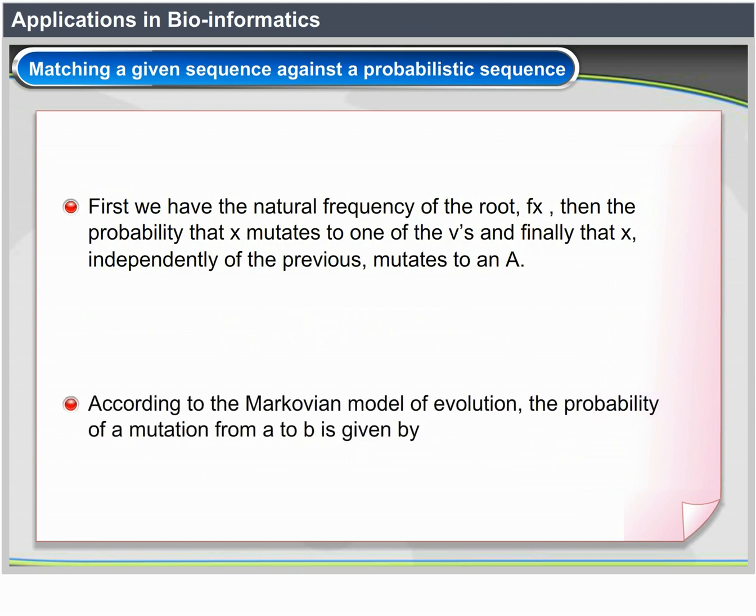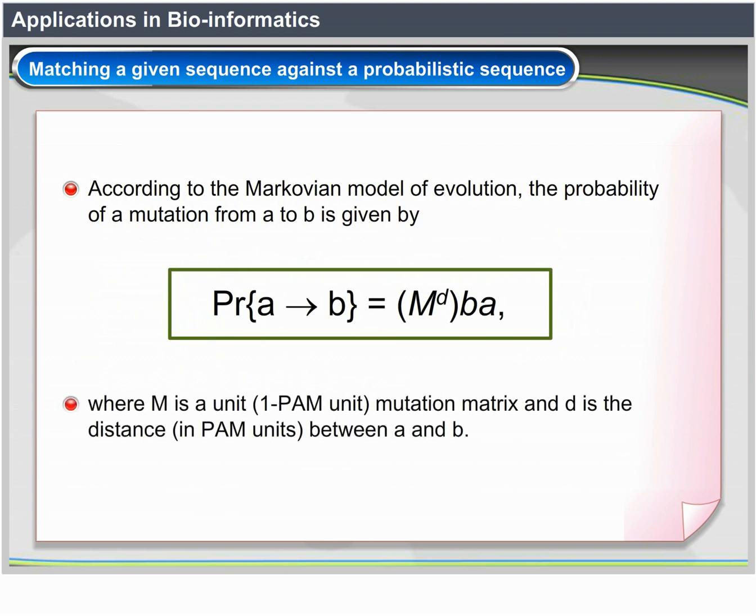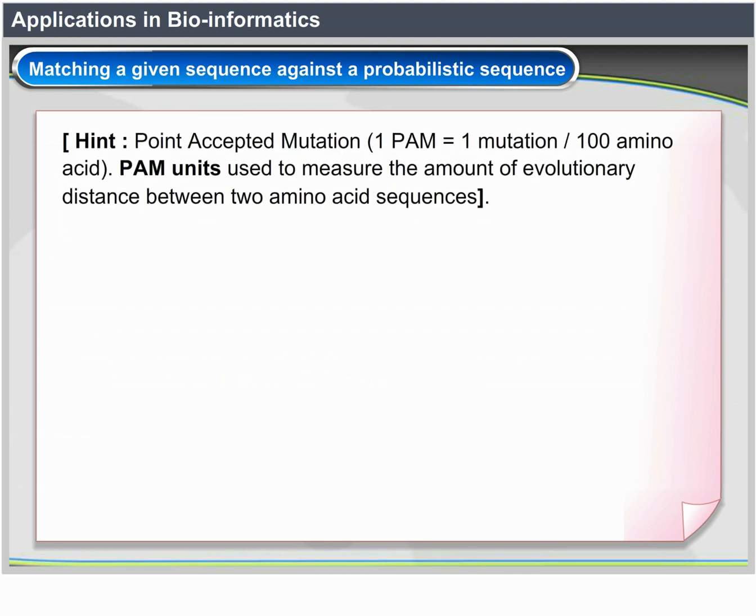According to the Markovian model of evolution, the probability of a mutation from A to B is given by probability of A implies B equals (M^d)_BA, where M is a unit, 1 PAM unit, mutation matrix, and d is the distance in PAM units between A and B. Hint: PAM means point accepted mutation. 1 PAM equals 1 mutation per 100 amino acids. PAM units are used to measure the amount of evolutionary distance between two amino acid sequences.